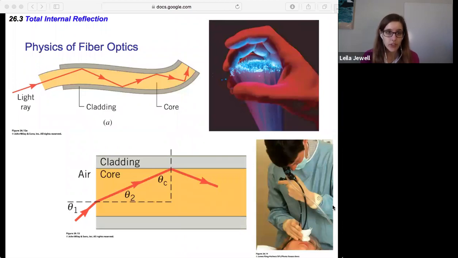Another really powerful application of total internal reflection is fiber optic cables. So fiber optic cables have a core material that has a much higher refractive index than the cladding, than what's around them. And so because of that, the light ray is sent in at an angle that will always be greater than the critical angle. So all of the light will stay within this, even as the cable bends.